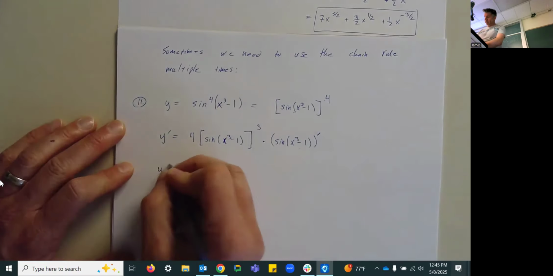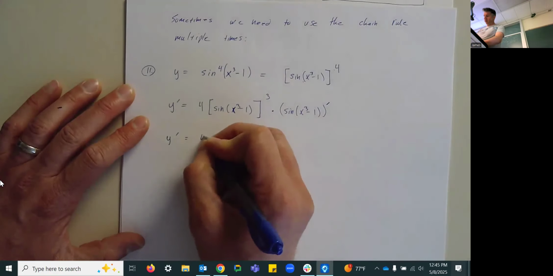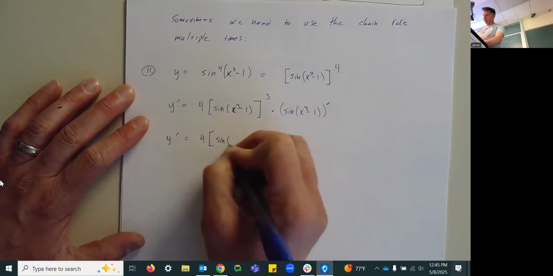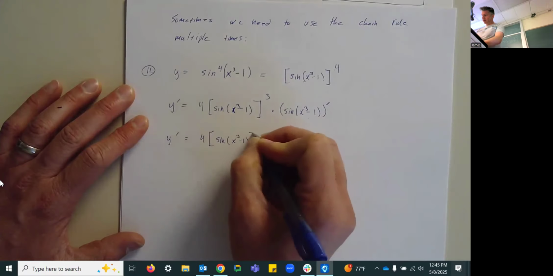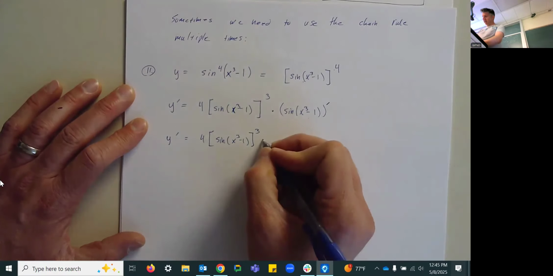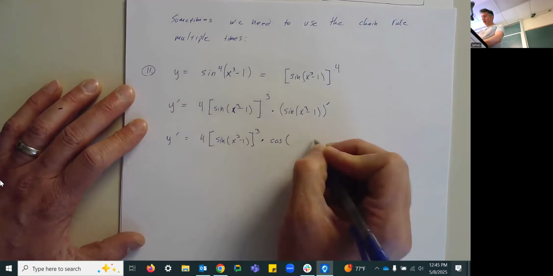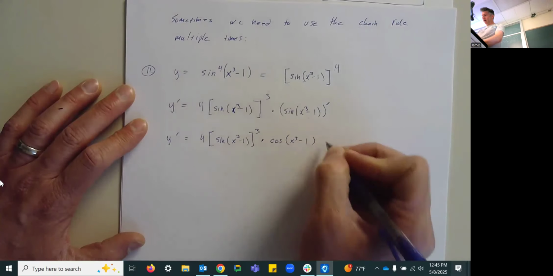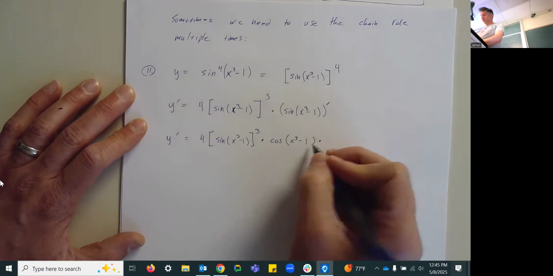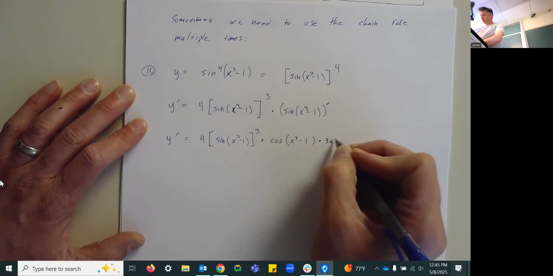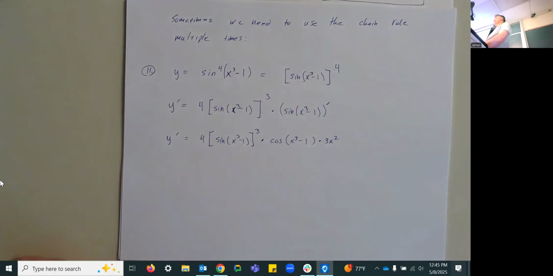So rewriting this, we still have our 4 times sine of x cubed minus 1 cubed, times the derivative of sine of something, which is cosine of that something. And then we have to multiply by the derivative of that something, which is 3x squared. So sometimes you have to use the chain rule within the chain rule.